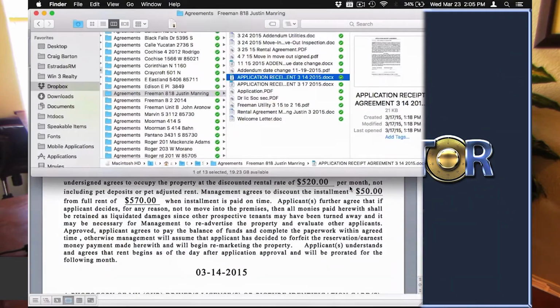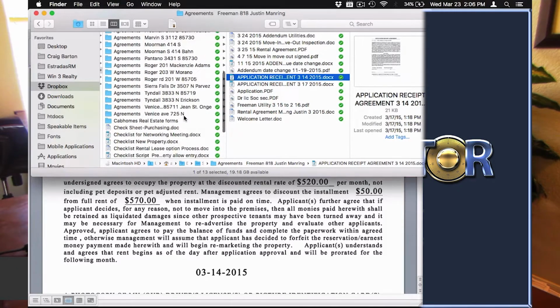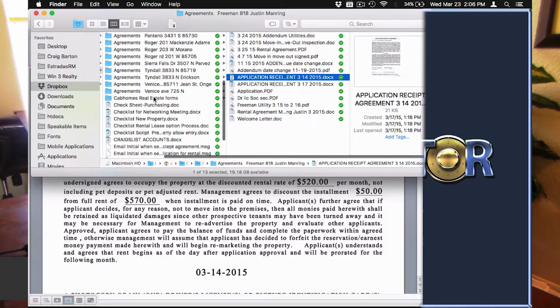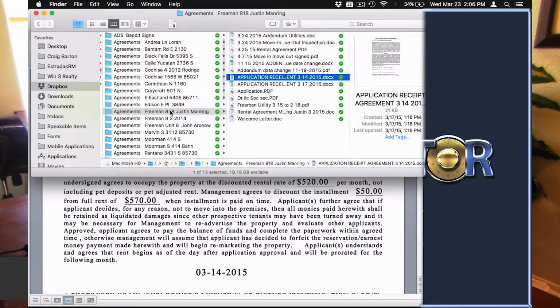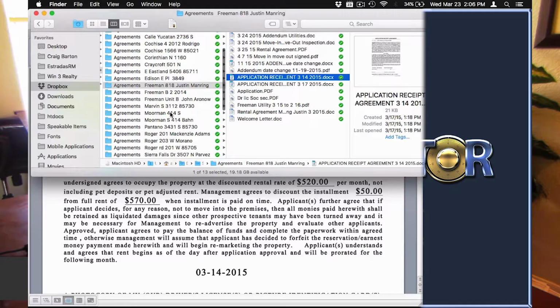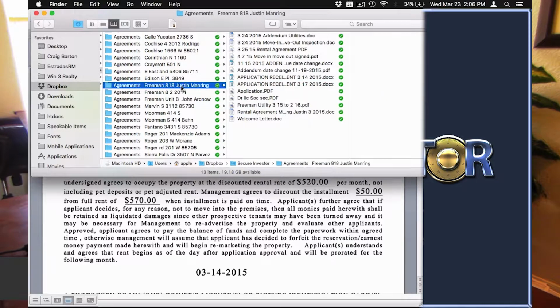So having said that, what we will typically do is we'll go into the agreement section. There's two ways to get an application receipt agreement out of Dropbox. First of all, you can get a blank one out of the Cab Homes real estate forms, or what I like to do is go to the old ones that are in the house that we're going to be using. For example, right now, Justin Manring at 818 Freeman is moving out of the house. So we're getting an application receipt agreement on 818 Freeman, the front part. So I'm going to go into 818 Freeman.